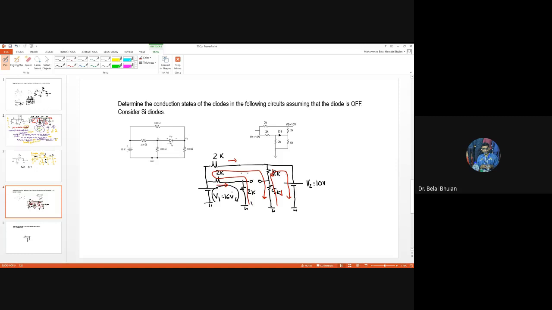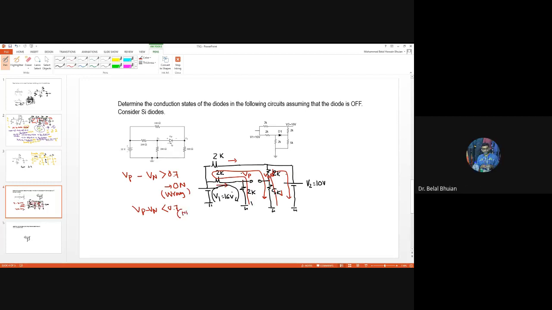How can you justify? You need to check the P side voltage VP minus VN. You have to determine VP, you have to determine VN. So this is our VN, VP. If you find VP minus VN is greater than 0.7, then your diode is on, and our assumption is wrong. If VP minus VN is less than 0.7 volt, our assumption is right.